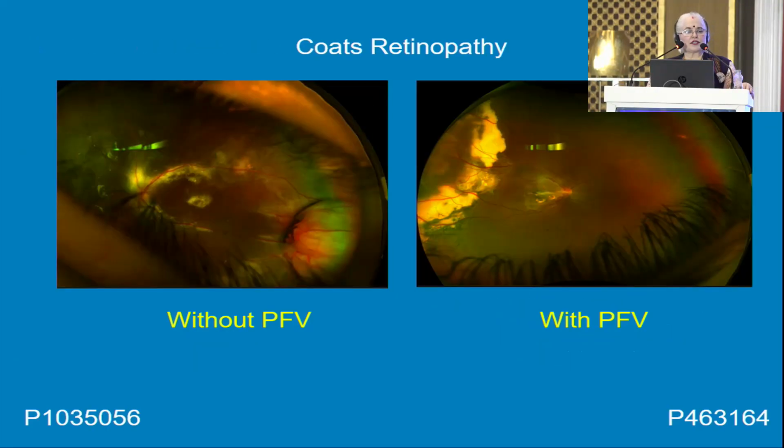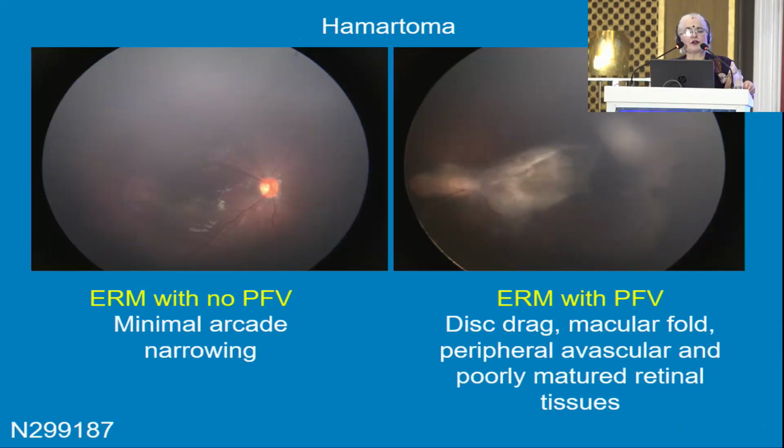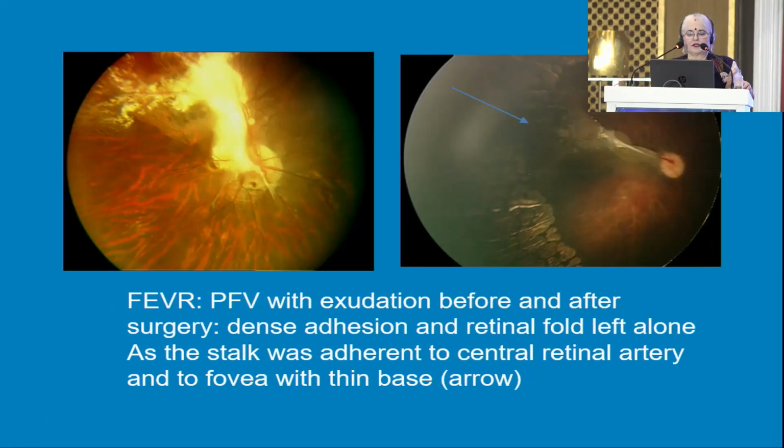Same way happens in Coats retinopathy. You can see in the first one there is no PFV stalk, so you can see the macula and disc separate. But in the other one, you can see the arcade has narrowed in Coats disease because there is a PFV stalk and the fovea is getting affected through that traction. This is hamartoma. In the hamartoma, if there's no PFV stalk, you may not get a big fold, but if there is a PFV stalk, then you'll get the fold. So this is FEVR. You can see again there's a PFV stalk and how the exudates come around that.